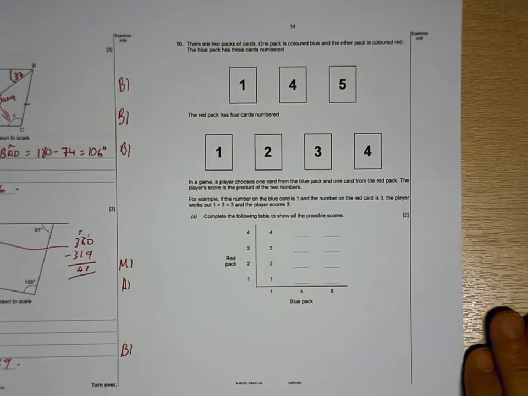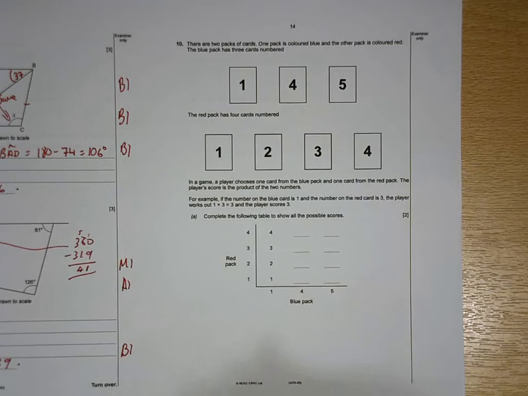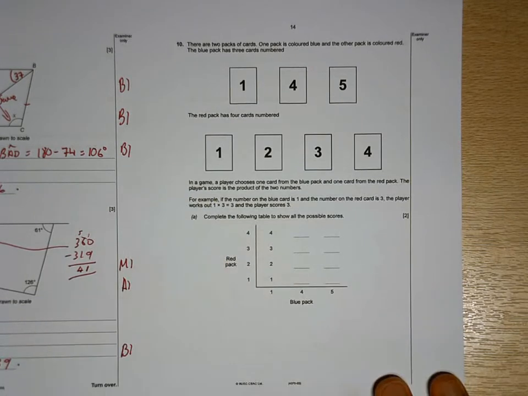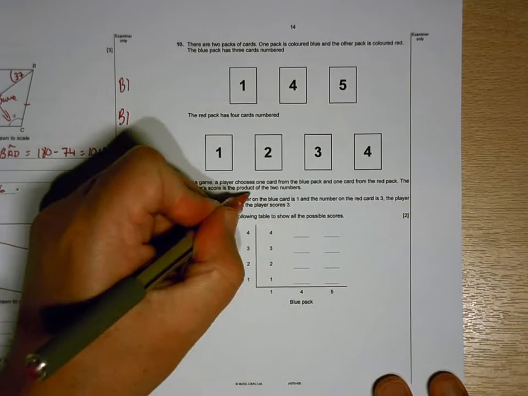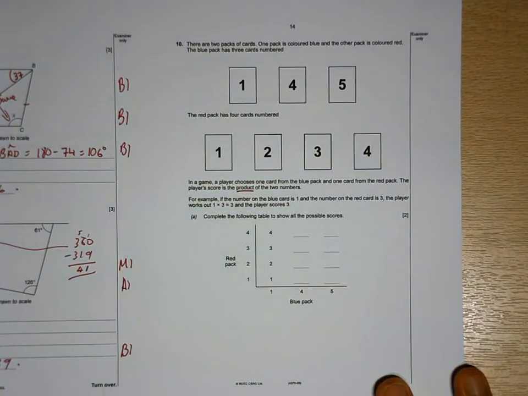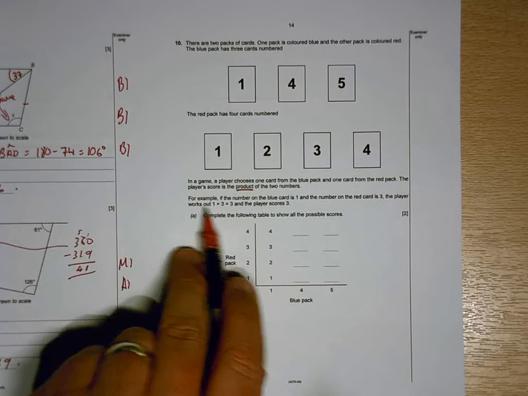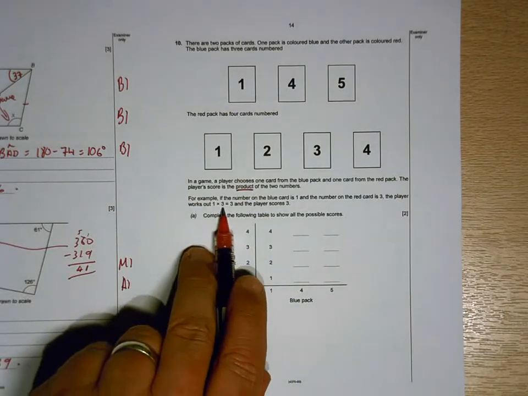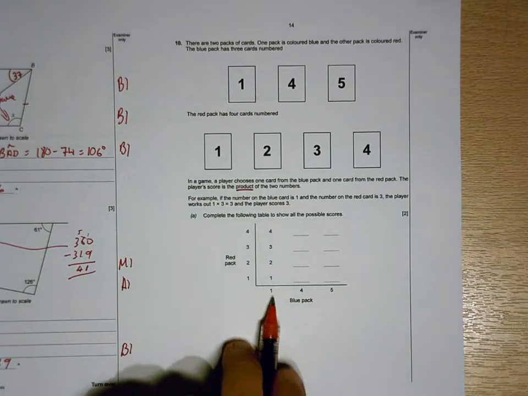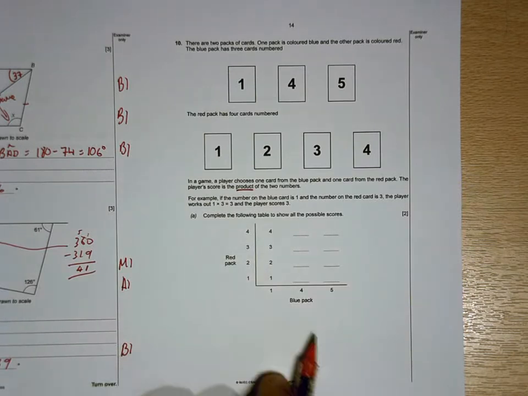Okay, game of chance. There are 2 packs of cards, 1 red, 1 blue. Blue has 3 cards on it, numbered 1, 4, 5. The red has that. Okay, so we're looking for the rule. The rule is the product. You should know that product is times, but there's an example, as there always is. So 1 times 3 is 3, and you can check what's going on there.